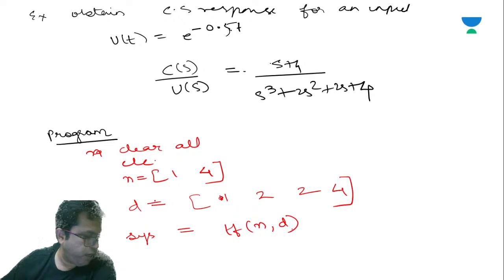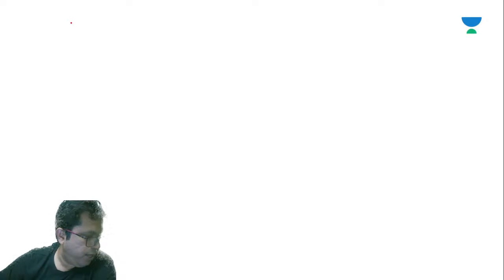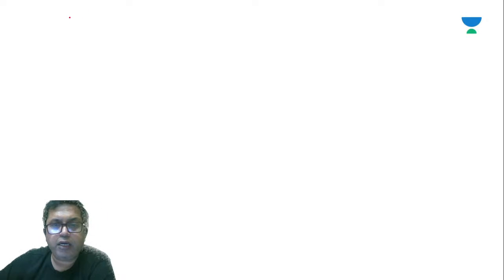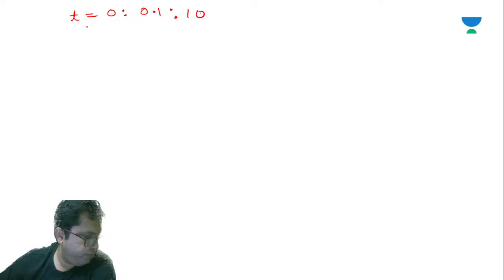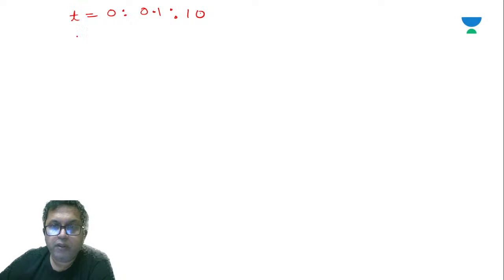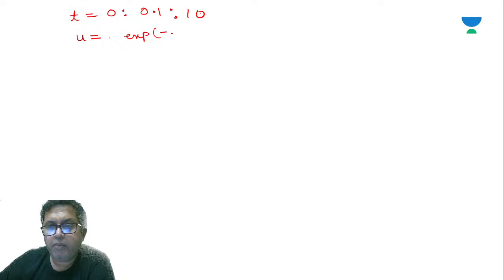Transfer function n comma d. Okay, next command is we will define the time signal, time equal to 0 colon 0.1 colon 10. Then u is equal to input, that is input exp minus 0.5 star t.